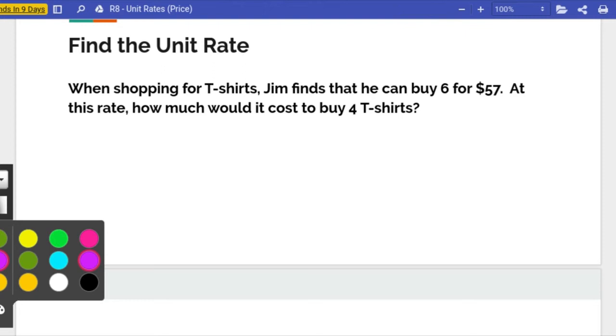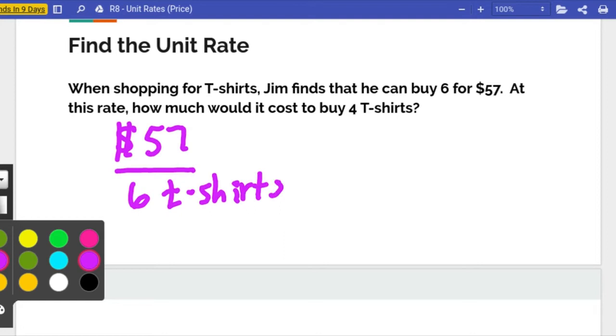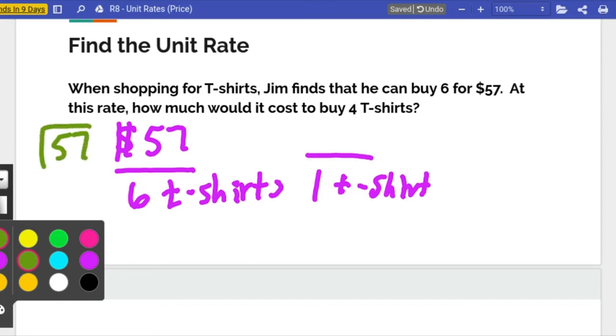So if I have $57 for 6 t-shirts, that means 57 divided by 6. So that's what I'm going to do to find one t-shirt. And 6 doesn't go into 57 evenly, so I'm probably going to have a decimal in there. So if you need to, go ahead and figure that out. 57 divided by 6 is going to be 9.50.